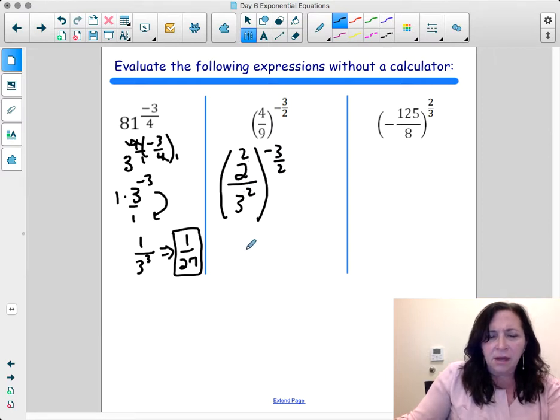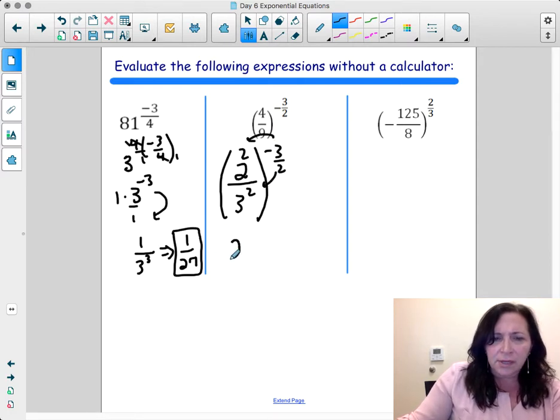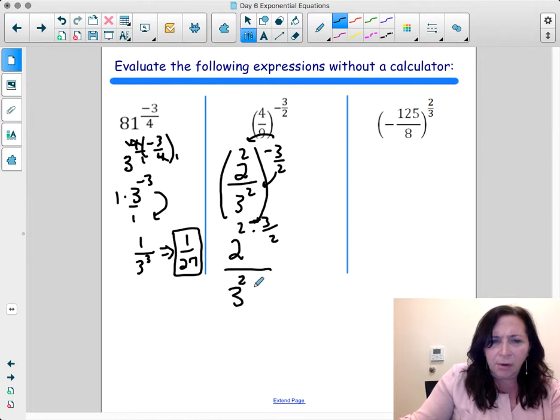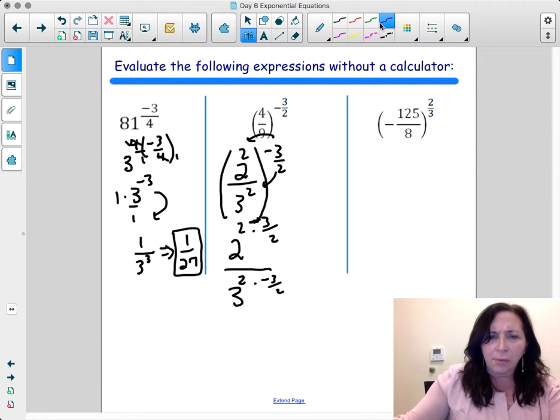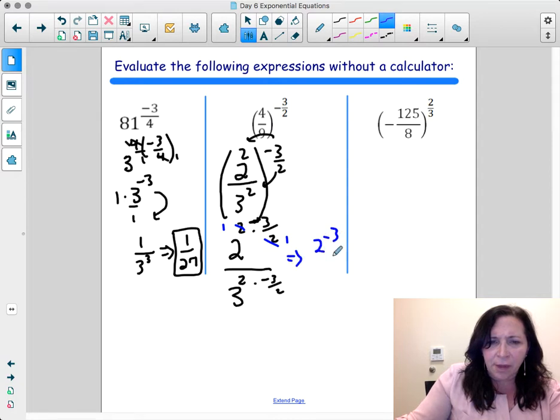This negative 3 halves needs to be multiplied by both of these exponents. So really, you have 2 to the second times negative 3 halves, and then you have that over 3 to the second power times negative 3 halves. And with this problem right here, of course, the 2's will cancel and make 1. And what I have is 2 to the negative third power over... 2's will cancel, and that makes 1.